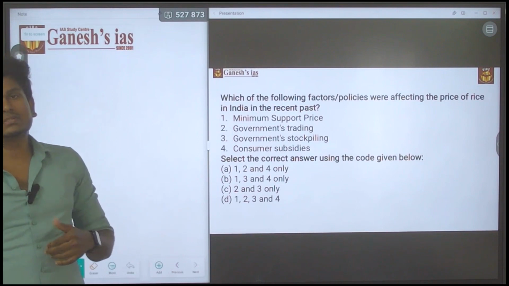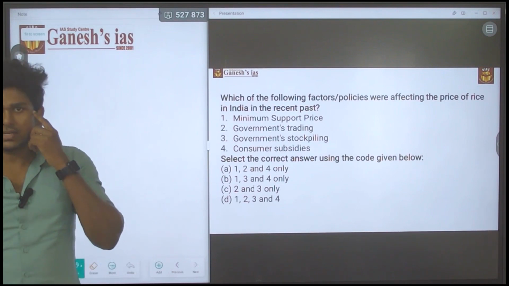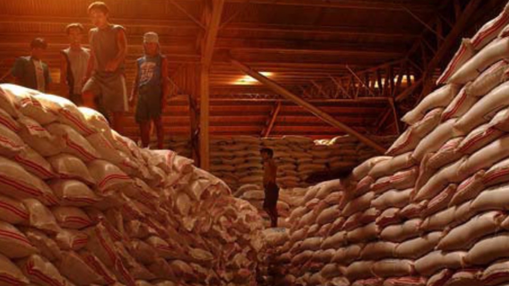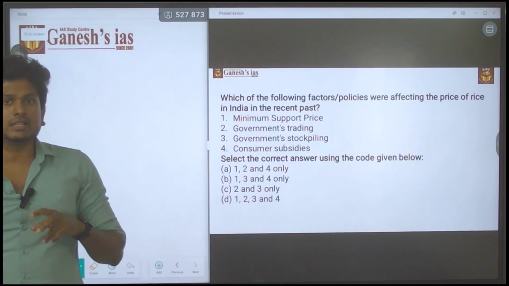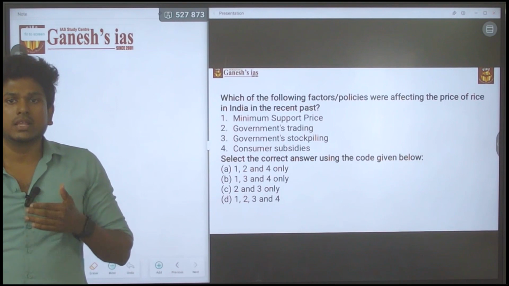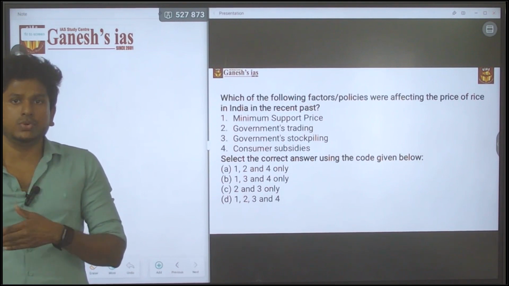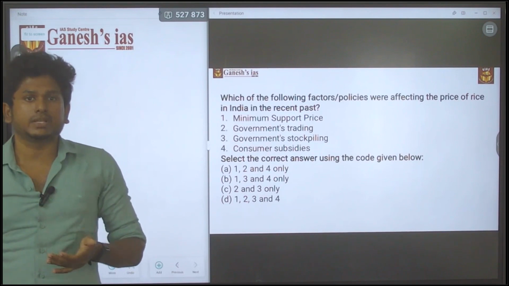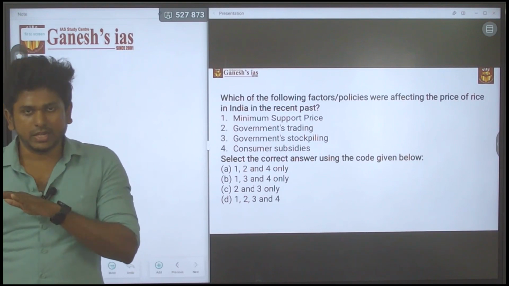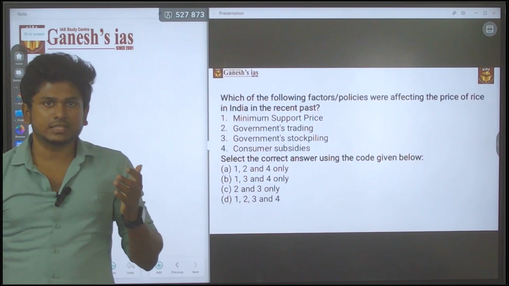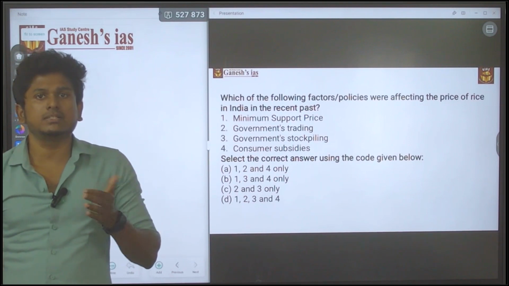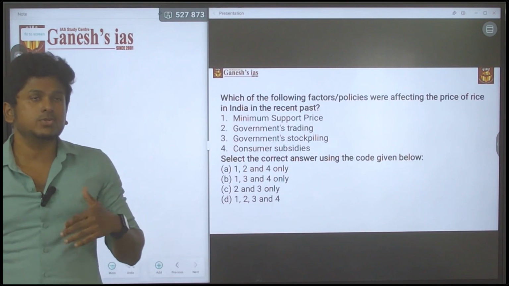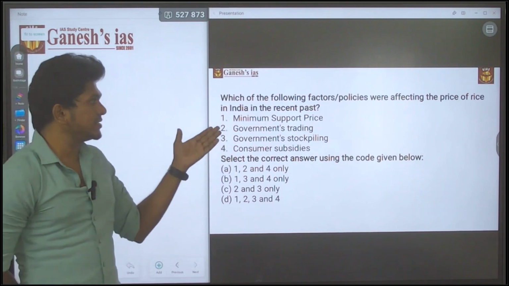Next, government stockpiling. Consider that the government is holding a stock of 100 tons of rice or wheat. If they suddenly supply it into the market, the prices of rice will be reduced, because increasing supply means reducing the price. The demand is the same, but if you increase the supply, that will obviously reduce the price. So that also affects the prices of rice.